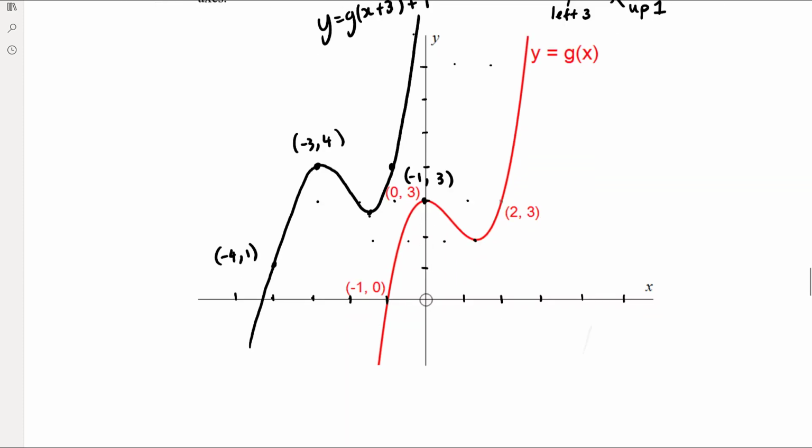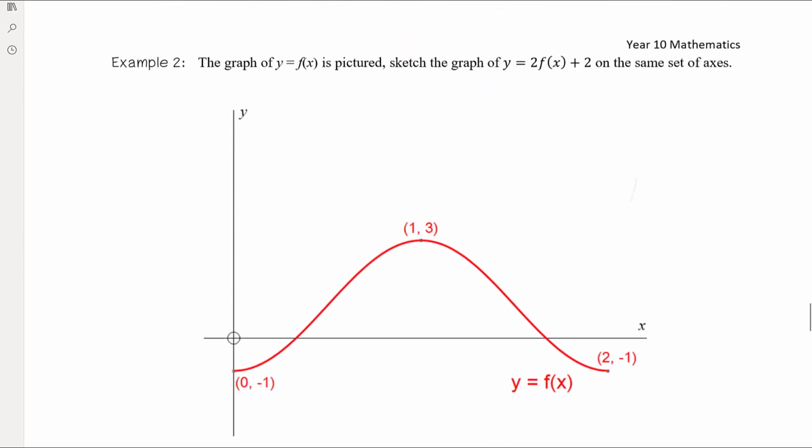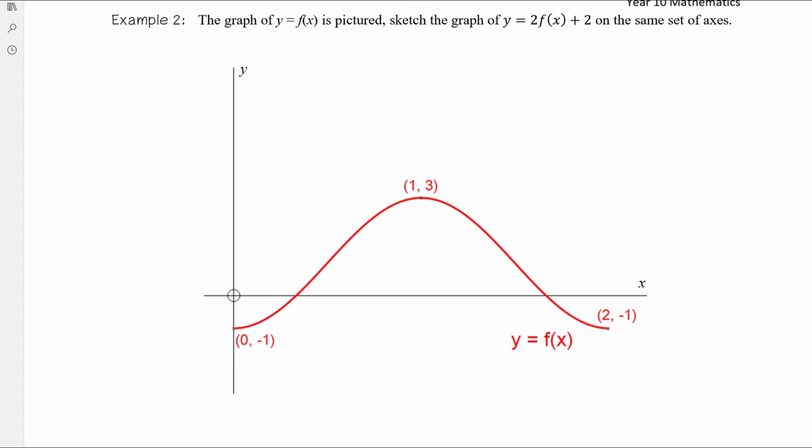Okay, example 2. The graph of y equals f of x is pictured. Sketch the graph of y equals 2 times f of x plus 2. The 2 out the front is going to dilate by 2 from the x-axis, so that's going to double all the y coordinates. And then the plus 2 is going to translate the graph up by 2, so that's going to add 2 to all the y coordinates.